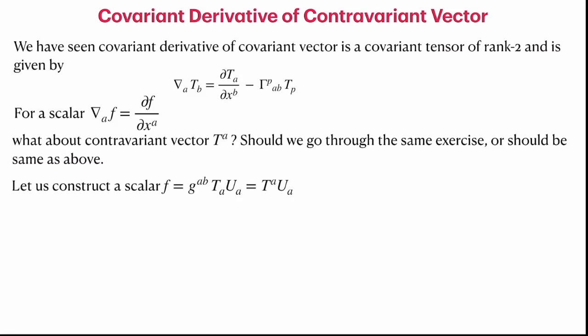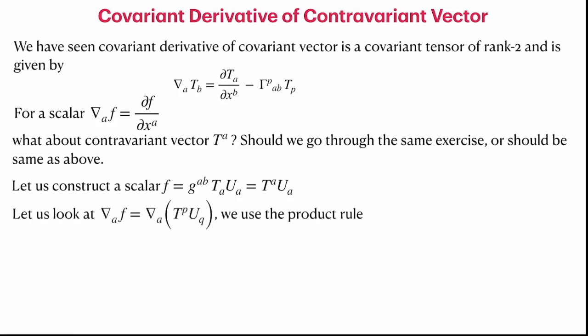By clearing those little doubts, you can always get a better understanding of the subject. Let's construct a scalar f by contracting the two vectors. g_AB T^A U^B, it should be U^B, and then that can also be written as T^A U_A. So this is how we have connected the covariant vector and contravariant vector. We can use a metric tensor to raise and lower the indices.